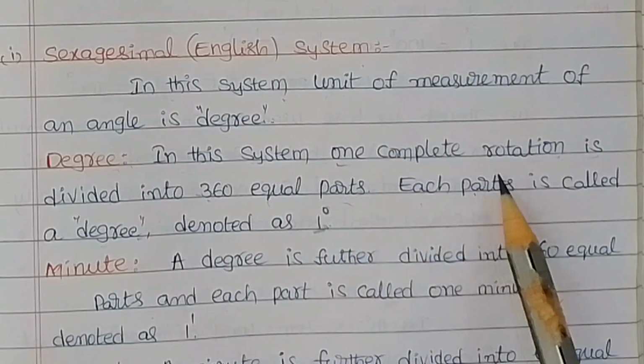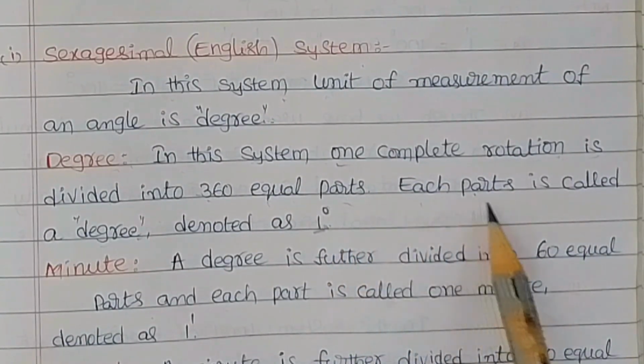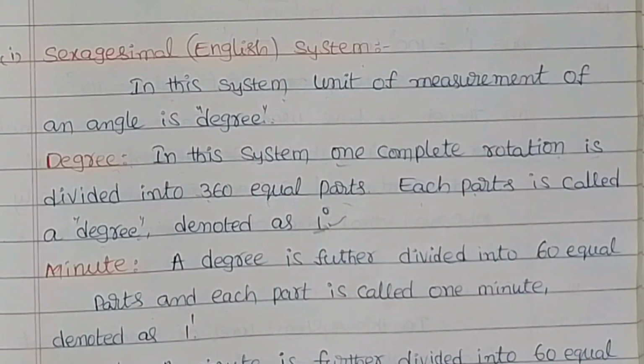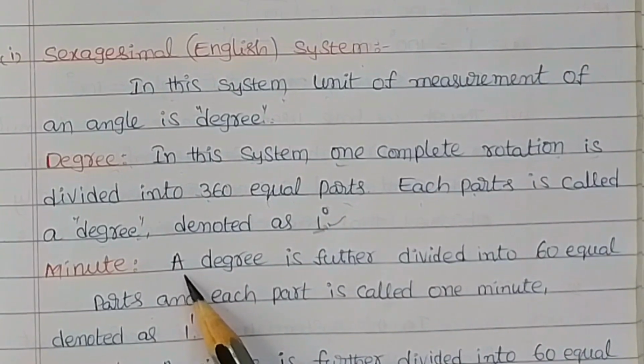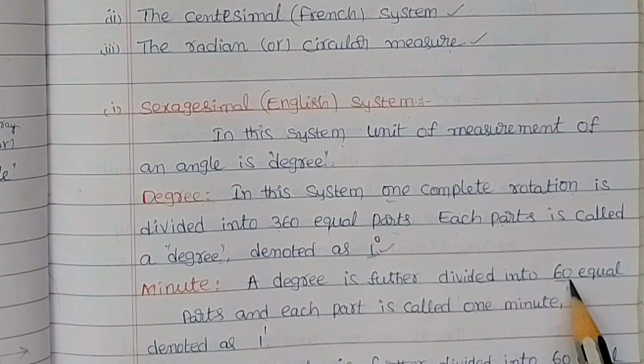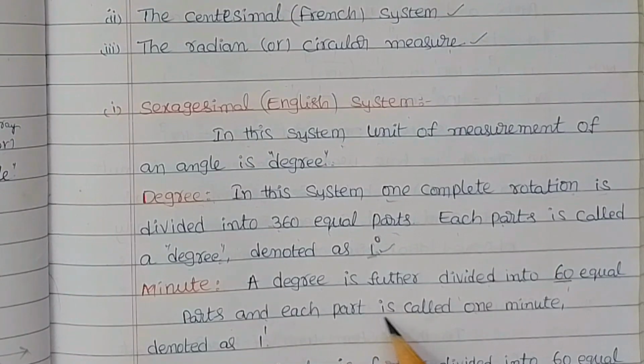Okay, in this system, one complete rotation is divided into 360 equal parts. Each part is called a degree. Now we discuss the minute. A degree is further divided into 60 equal parts, and each part is called 1 minute.